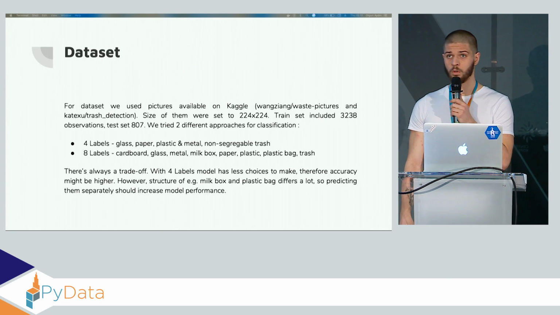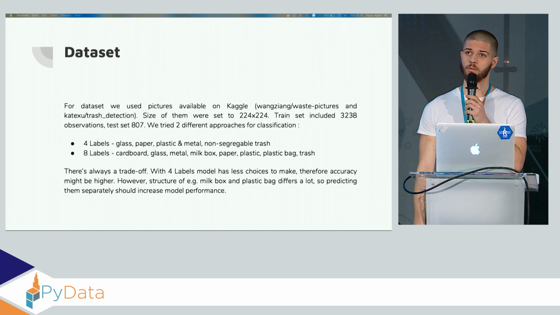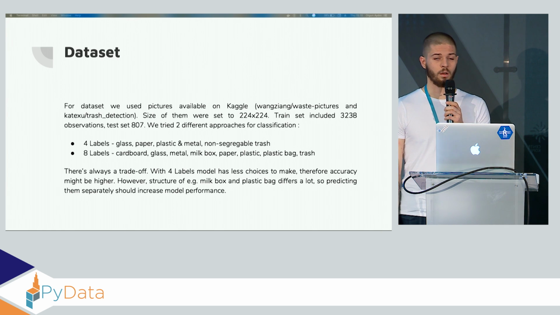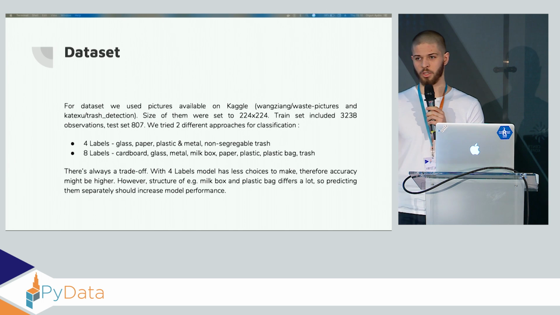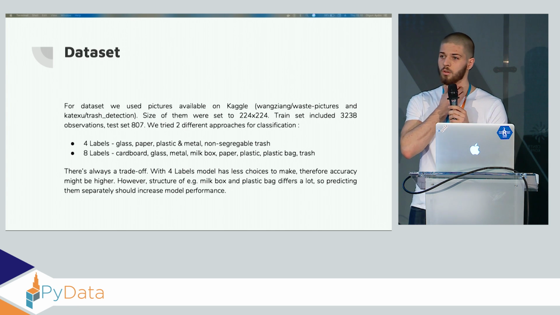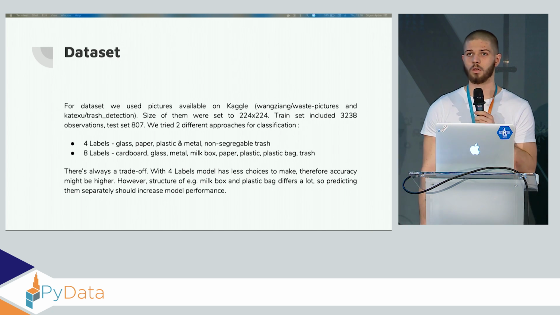A couple of words about the data set. We used 2 different data sets that are available on Kaggle: waste pictures and trash detection. We went through all of those data sets manually and selected the pictures where the quality was pretty nice. So we ended up with 4,000 pictures. We also divided them manually into train and test sets.